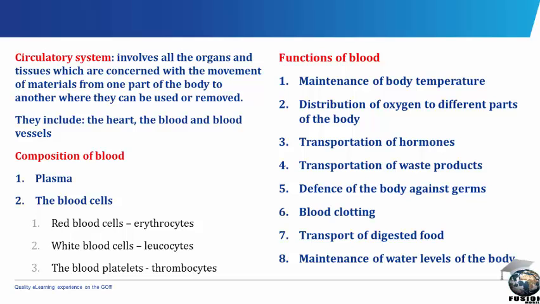Functions of the blood. The blood maintains body temperature by distributing heat during circulation. The red blood cell carries oxygen with the help of hemoglobin to different parts of the body. The blood transports hormones from ductless glands to their areas of activities. It transports waste products like carbon dioxide, mineral salts, urea, and water to where they are removed.